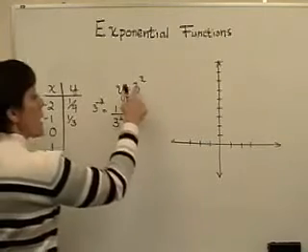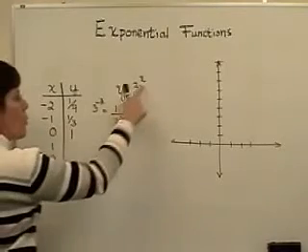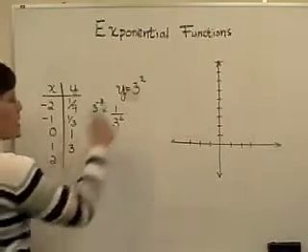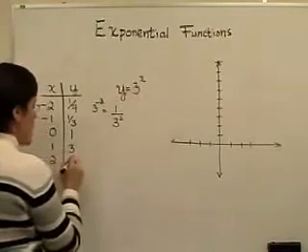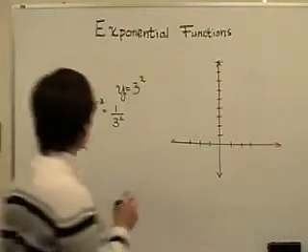When I put a 0 in for x, 3 to the 0 power, anything raised to the 0 power is 1. When I put in a 1 for x, 3 to the first power is just 3. And when I put in a 2 for x, 3 to the second power, it means 3 times 3, or 9. And I'm going to go ahead and graph these ordered pairs now.